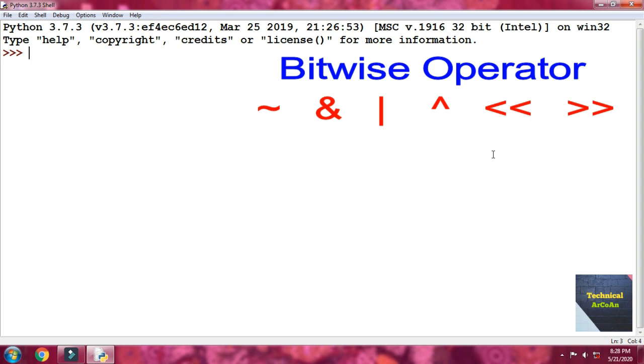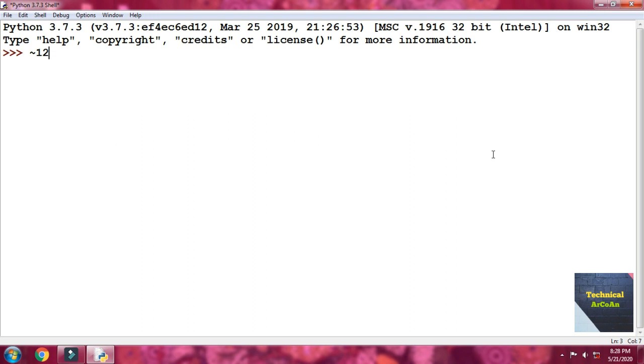First we write tilde 12 and enter, so we get minus 13. Actually what happened, the complement operator just converts the positive number into the negative number. The computer stores a negative number in the form of 2's complement of the positive number, meaning 1's complement of the positive number plus 1. That's why when we write complement of 12, we get one increment of that value with a negative sign.